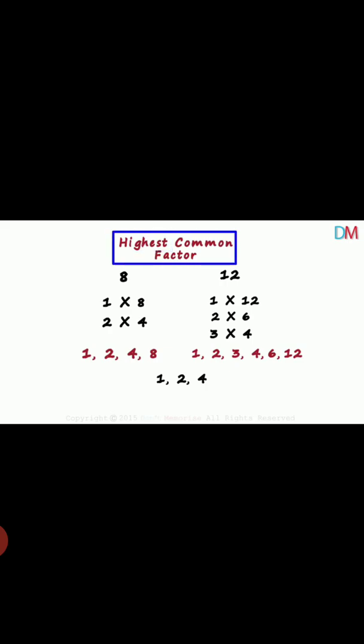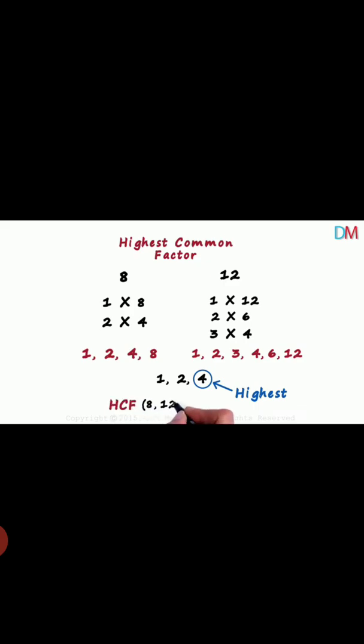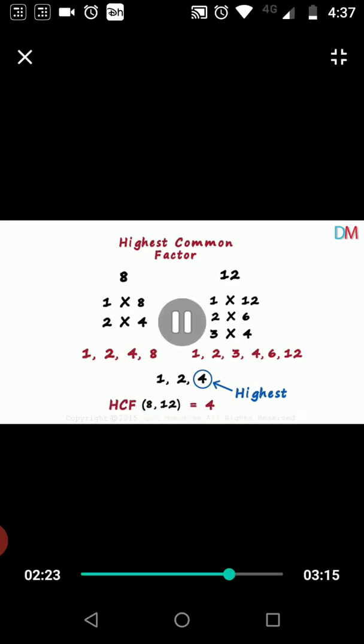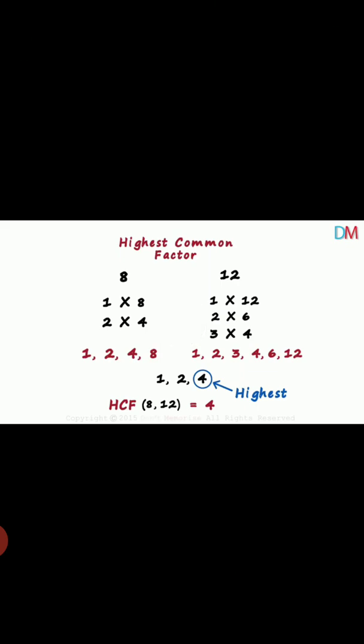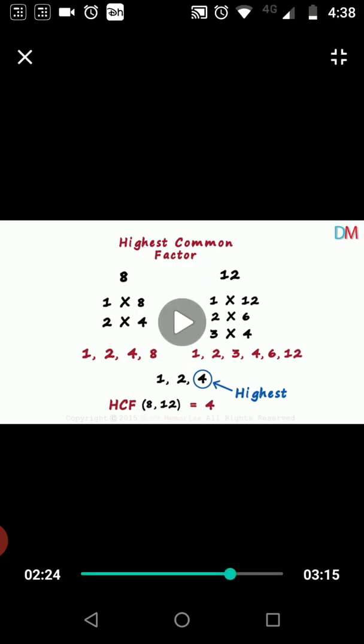Now we have to take out the highest common factor, and what is the highest number? 4 is the highest number. So you can see that 4 is the highest number. So you can say that HCF of 8 and 12, it means highest common factor of 8 and 12, is equal to 4. So hope this is clear to you, what highest common factor is. First you will find out the factors of the given numbers, and then you will take out the common factors, and the biggest number among those common factors, the highest factor, that will be the highest common factor.